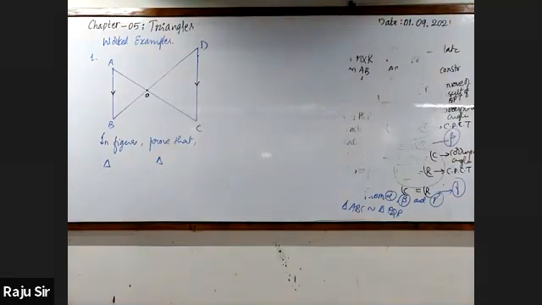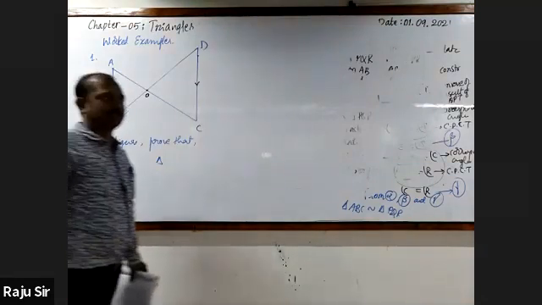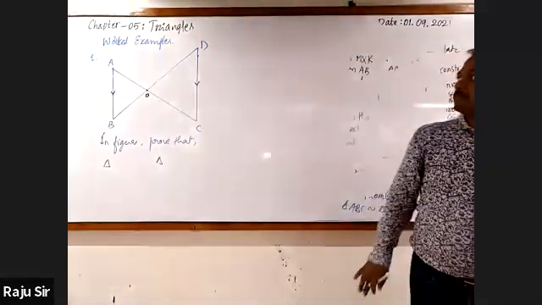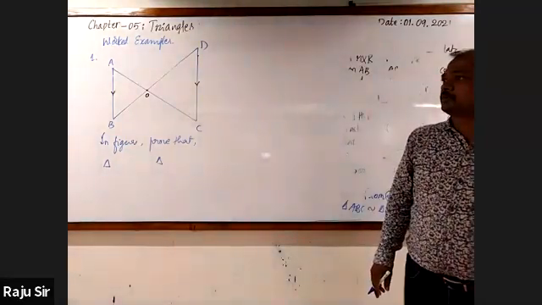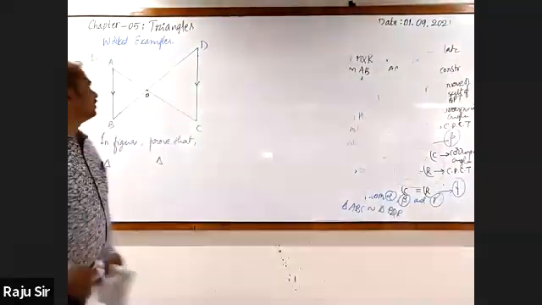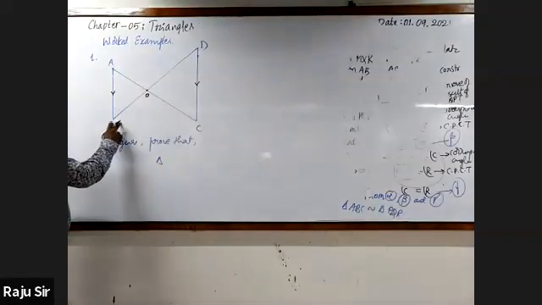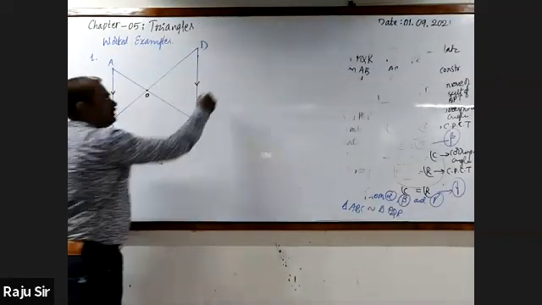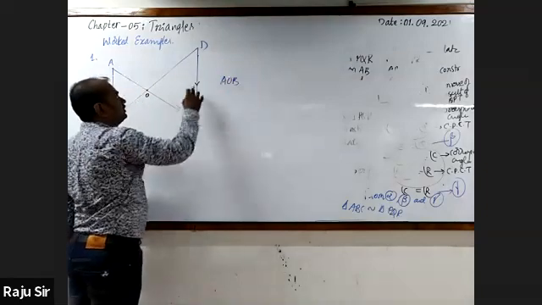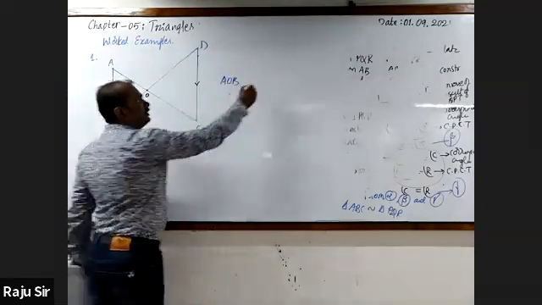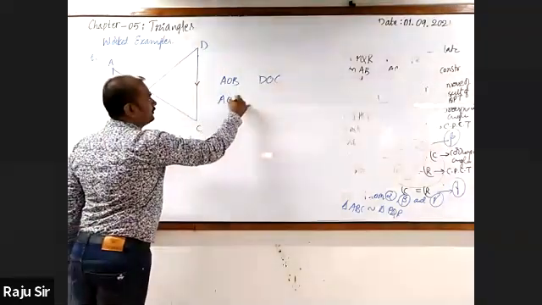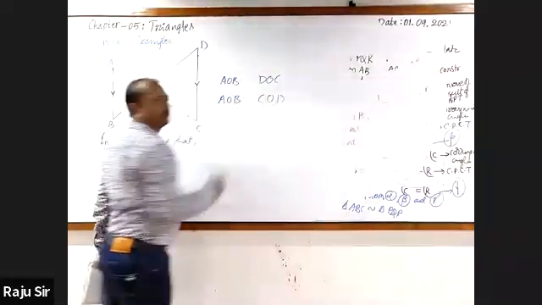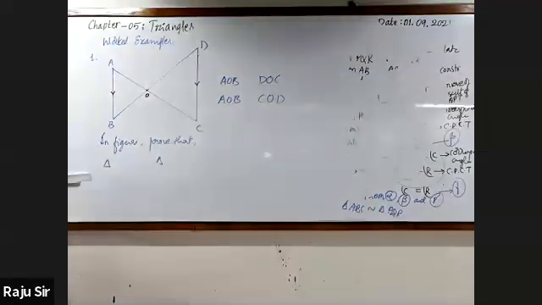Have you written? Now you tell. How many triangles are formed? Two triangles. Name them. AB, DC, ODC, AOB. AOB and somebody said DOC and AOB, COD. Which of these is correct?